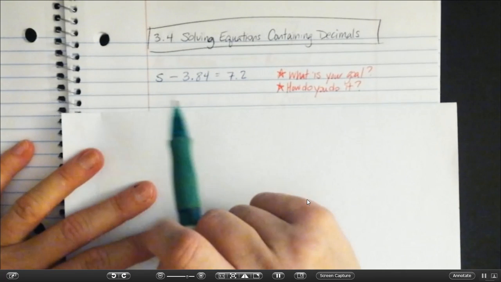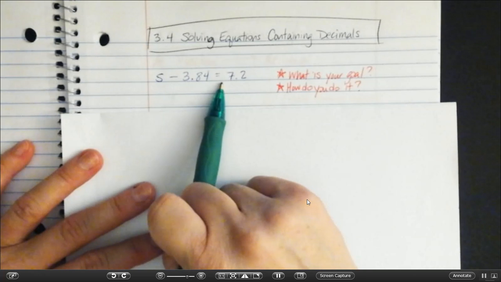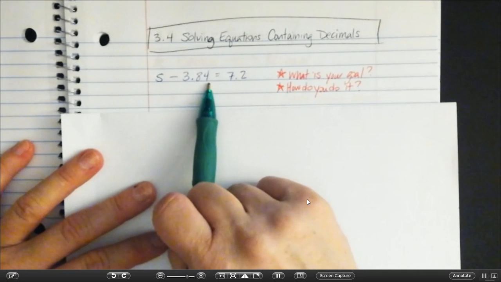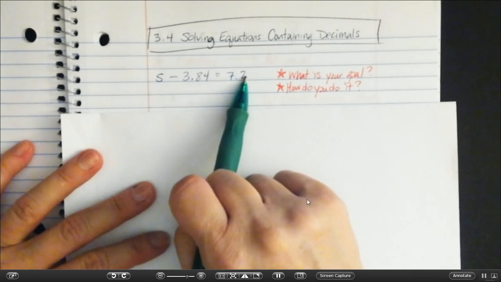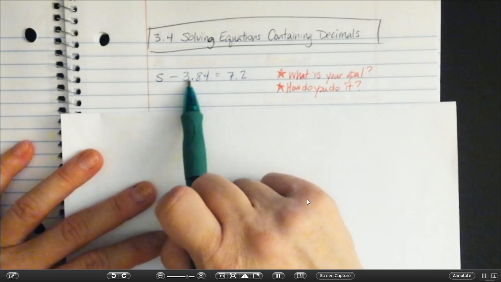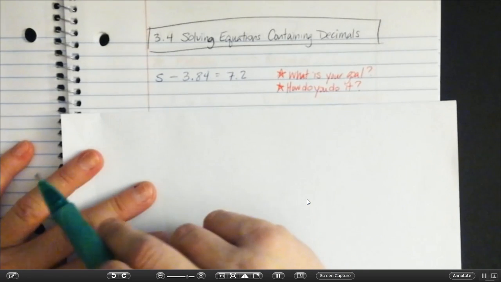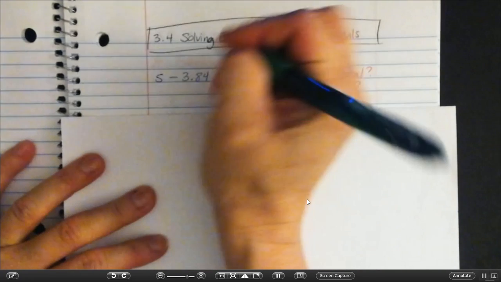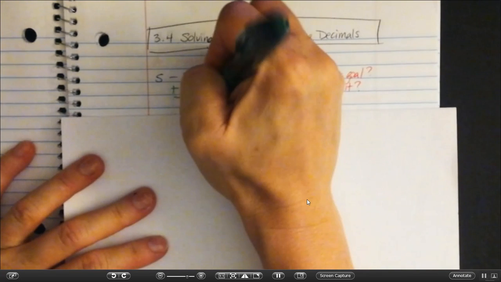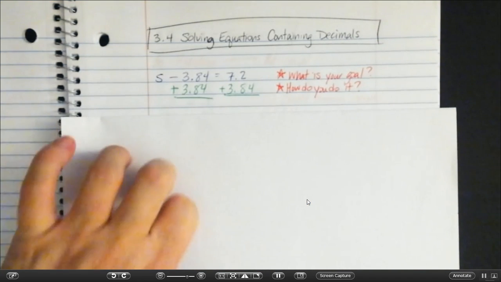Another way you can look at this is by saying some number minus 3.84 is 7.2. So the number is going to be bigger than 7.2, because you're supposed to start with something big, take 3.84 away from it, and still have 7.2 left over. So what I'm going to do is add this 3.84 to both sides of the equal sign, because whatever I do to one side of the equal sign, I have to do to the other.